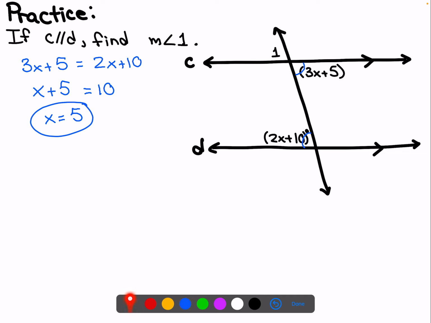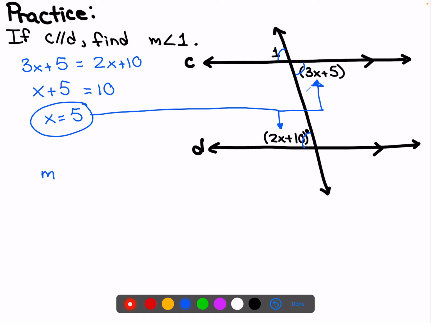Now, the relationship between this angle here, 3x plus 5, and angle 1 is that they are vertical angles. And I know vertical angles are always congruent to each other. Likewise, angle 1 and 2x plus 10 are corresponding angles, and corresponding angles are also always congruent to each other. So therefore, I just need to plug 5 in for x for either of these two equations. It does not matter which one you choose, because again, they're the same angle. They're equal to each other.